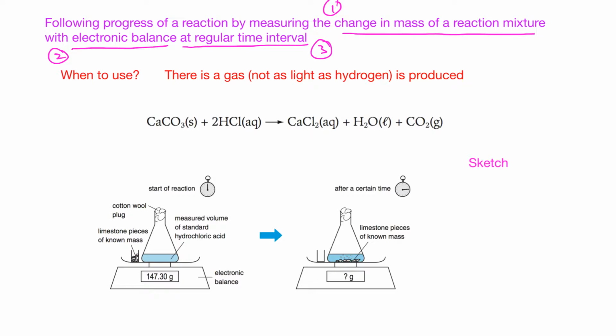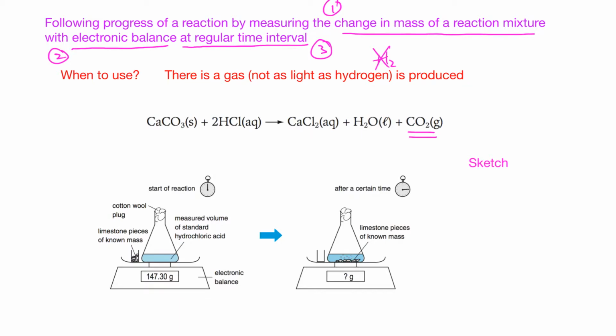Like what we mentioned, we need gas produced in the process. But remember, the gas produced can't be as light as hydrogen, because hydrogen has a very low density. So even if hydrogen leaves the system, the reading on the electronic balance cannot be shown clearly. The decrease in the mass will be insignificant for that. So the example that we have today is the marble reacting with the acid. In the process, you see that carbon dioxide is leaving from the system.